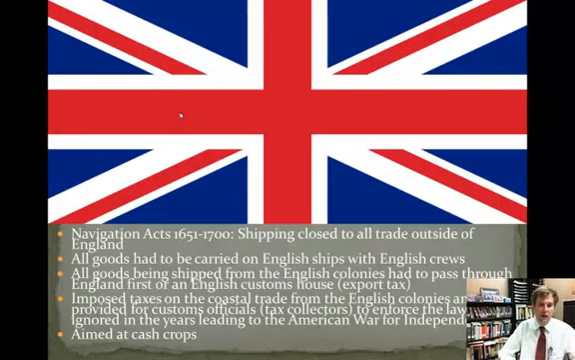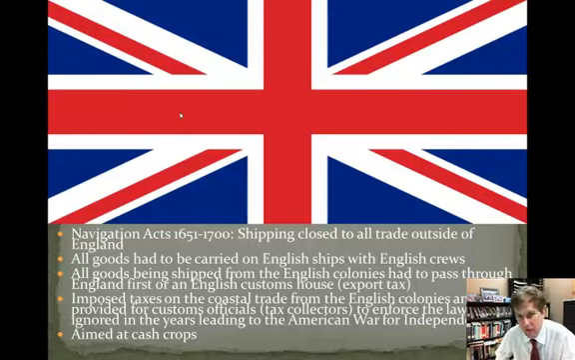Now, how did the British work the mercantilist theory? Well, between 1651 and 1700, you had something called the Navigation Acts passed. Shipping was closed to all trade outside of England. All goods had to be carried on English ships with English crews. All goods shipped from the English colonies had to pass through England first, or an English customs house. This was an export tax, which are actually illegal under the U.S. Constitution. It also imposed taxes on the coastal trade from the English colonies, and provided for customs officials or tax collectors to enforce these laws.